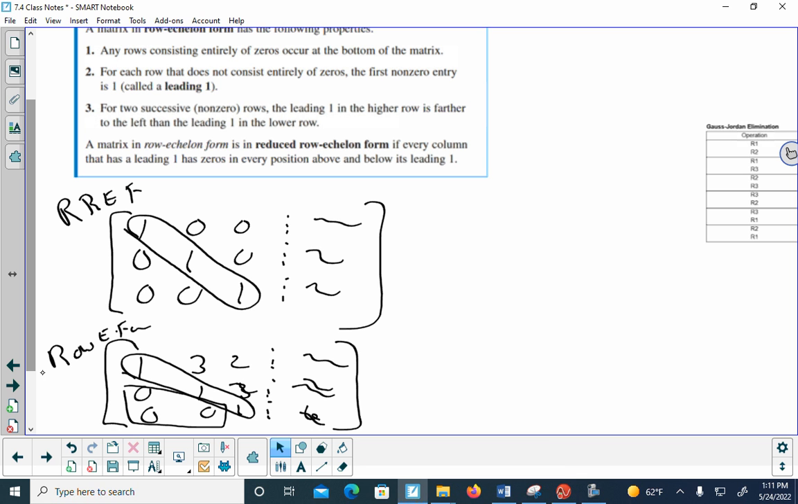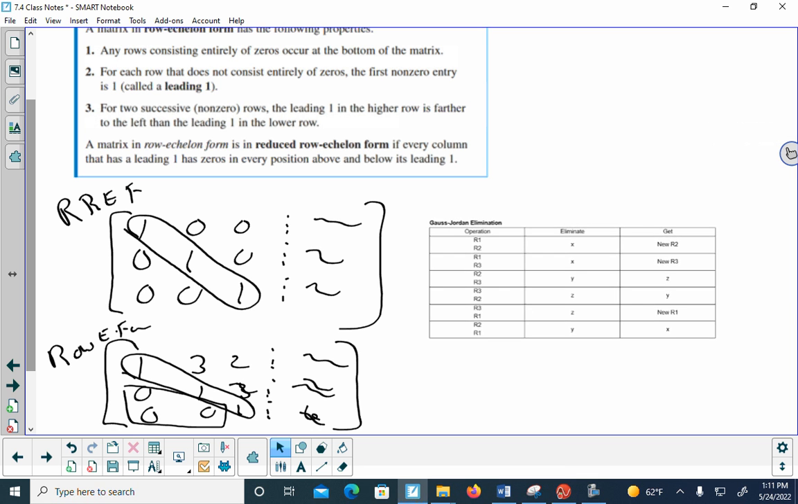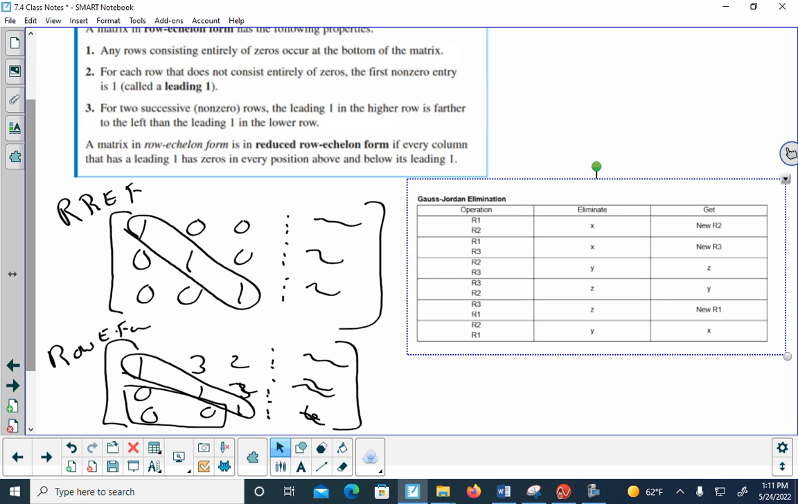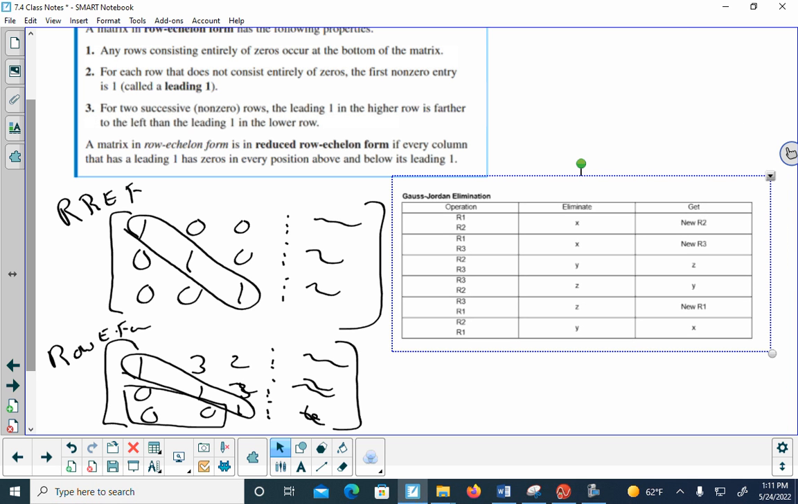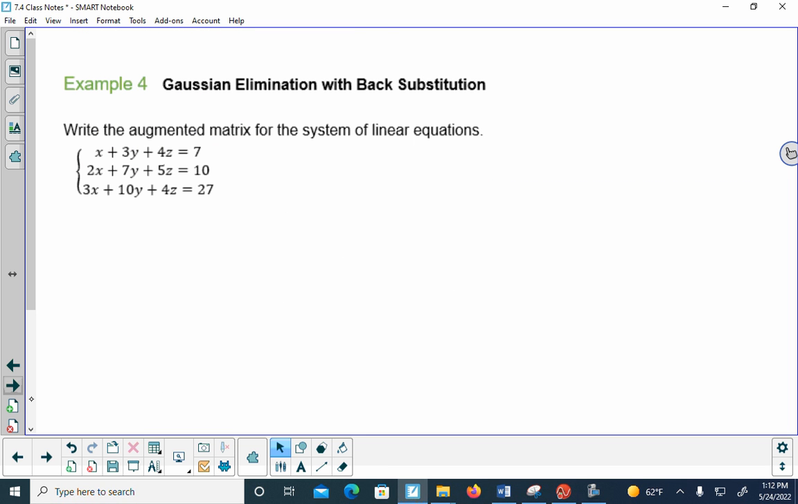So we're going to go back to that pattern that we had in the last section, where we learned how to solve, where we have the R1, R2. And we're going to stick with the same thing, but when it says eliminate the X, we know we're going to eliminate the number in the X column. When it says eliminate the Y, we know we're going to eliminate the number in the Y column. So let's just try and do one.